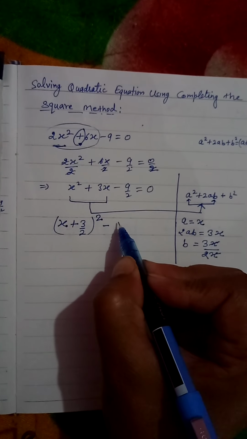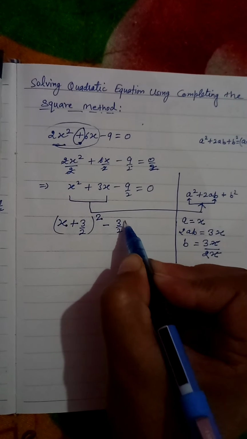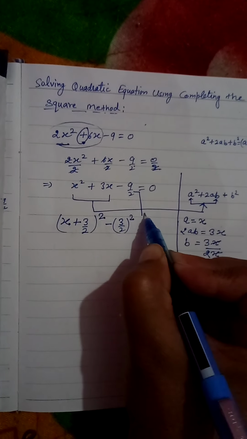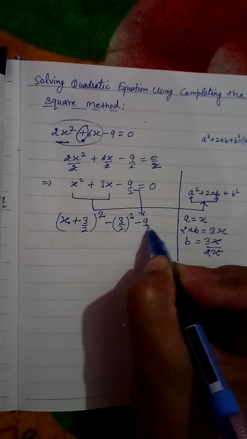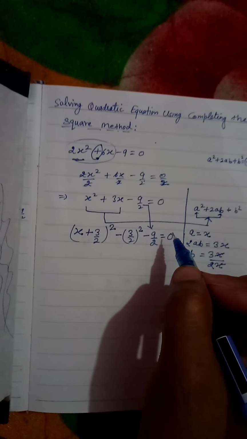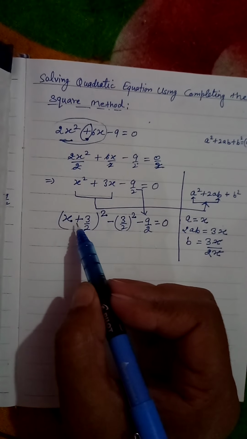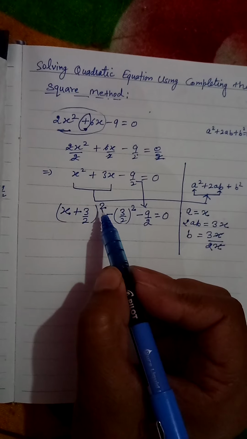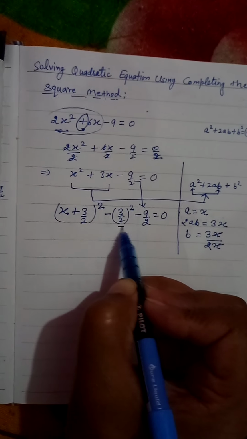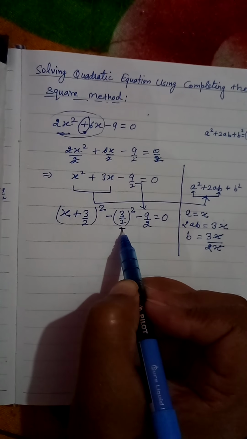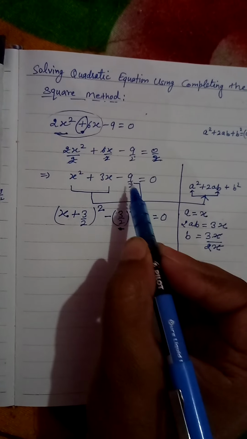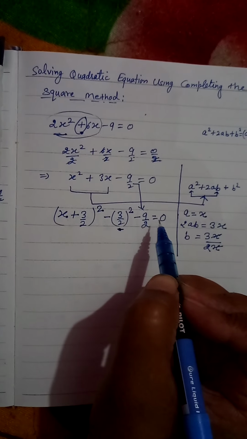minus (3 by 2) whole square, and now copy this minus 9 by 2 as it is, equal to 0. Now look at this step carefully. I wrote (x plus 3 by 2) whole square minus (3 by 2) whole square. This I wrote extra. How and from where did I write (3 by 2) whole square extra? And this is minus 9 by 2 as it is.